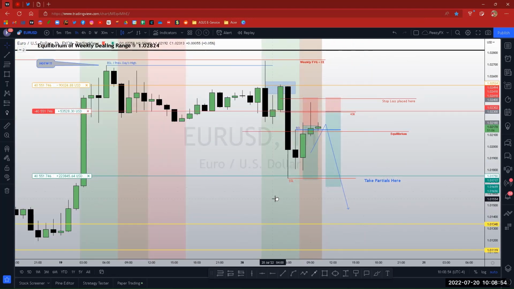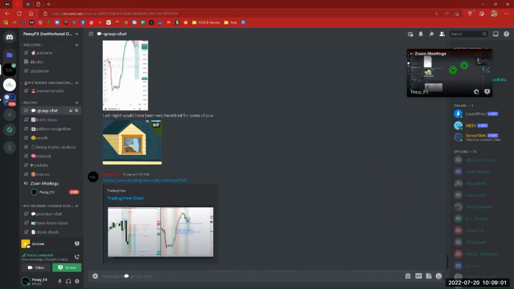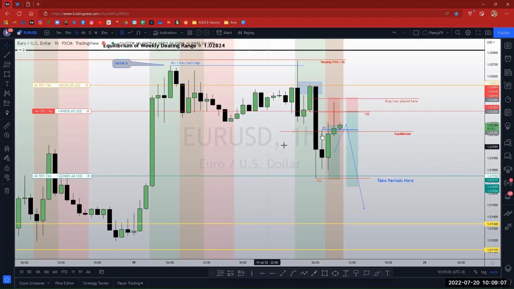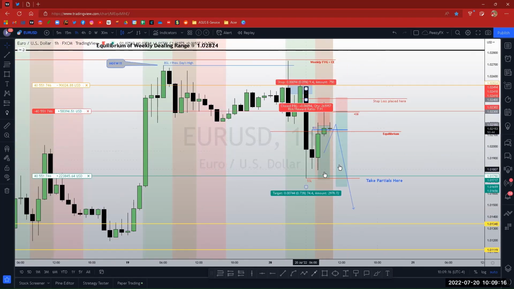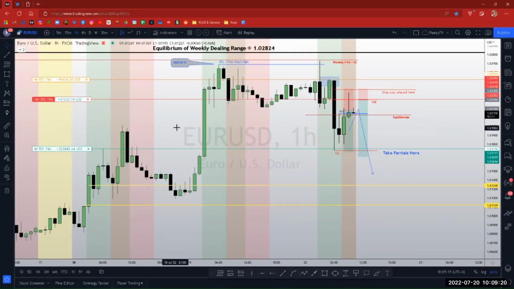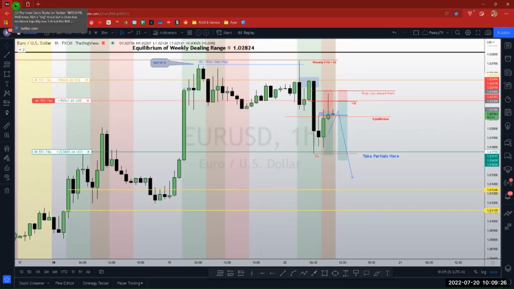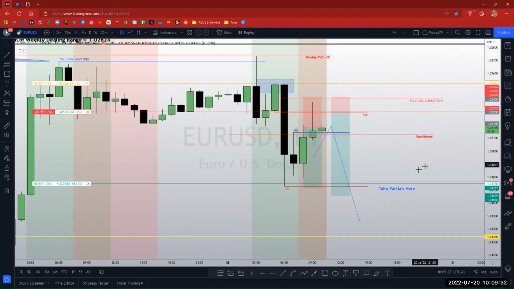All right, y'all. Here we are back on Euro USD. As I can see, I got a demo trade going right here on Euro USD on TradingView. I got my MetaTrader over here on the other screen. Everything looking good. We suffered unanticipated drawdown.